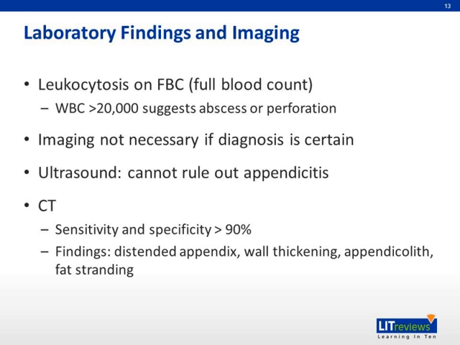Lab findings. Leukocytosis with a neutrophilic shift is commonly seen in most patients with appendicitis. Significant leukocytosis, greater than 20,000, suggests complicated appendicitis with abscess or perforation. However, it is important to note that more than 10% of patients with appendicitis may present with a normal leukocyte count.